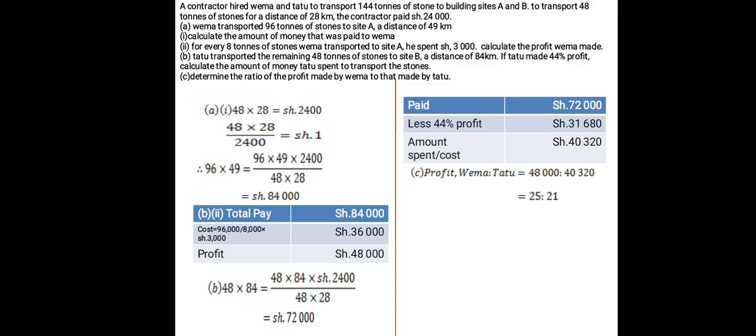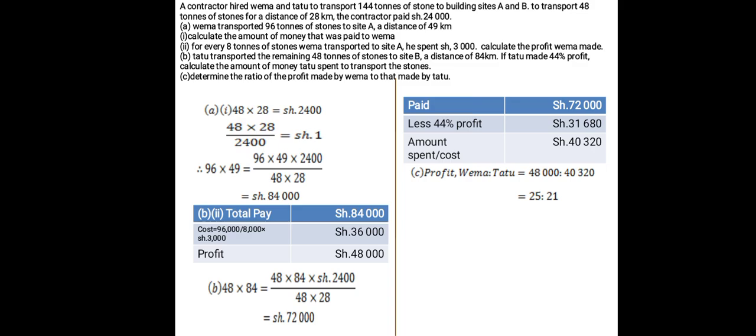Now we are asked: A. Wema transported 96 tons of stones to site A, a distance of 49 kilometers. Calculate the amount of money that was paid to Wema. For every 8 tons of stones Wema transported to site, he spent 3,000 shillings. Calculate the profit Wema made.